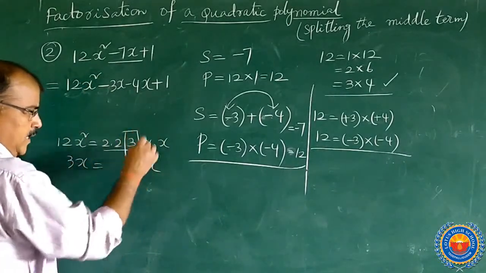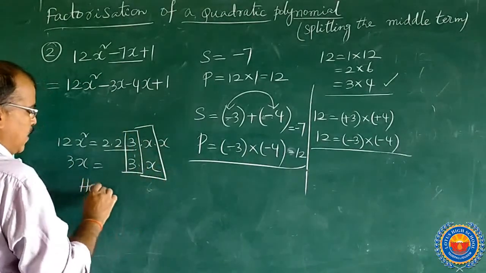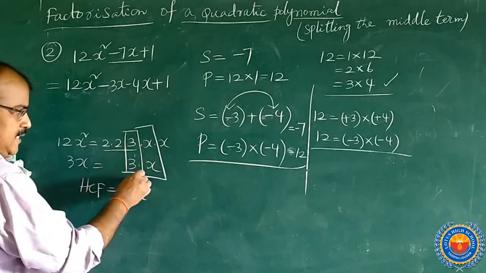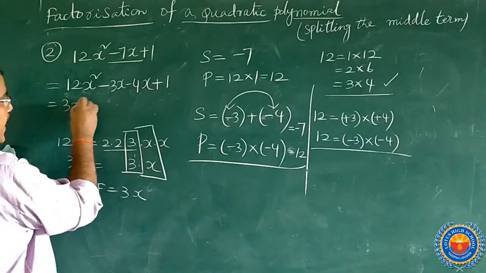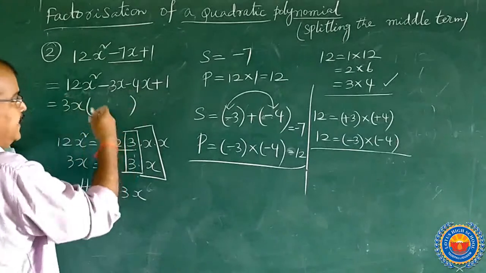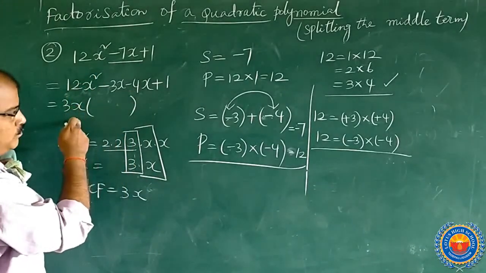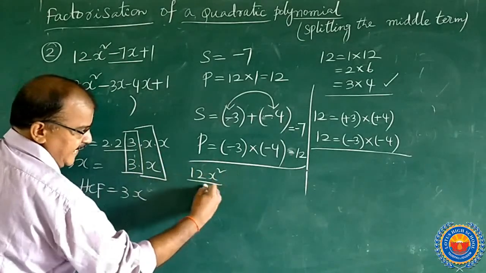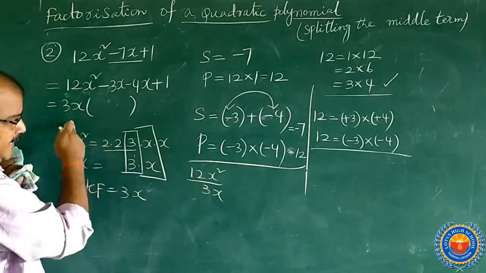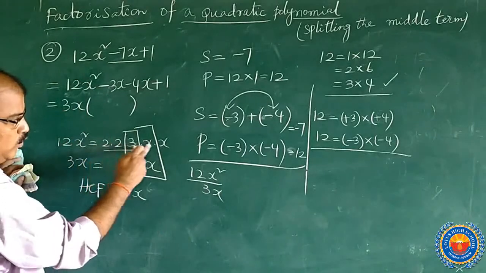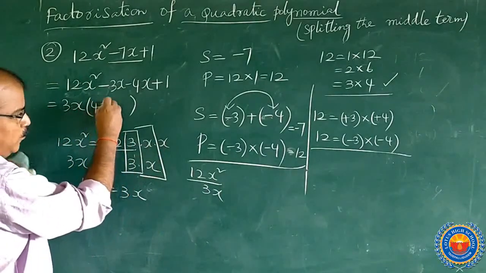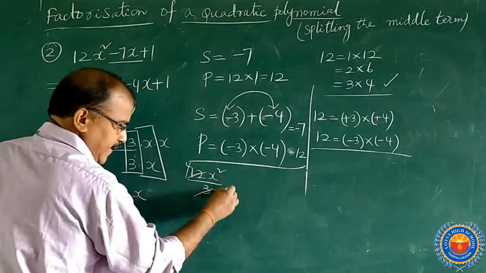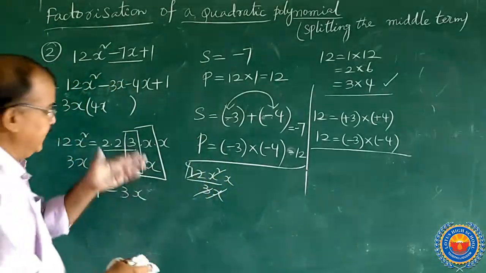So in this, 3 is common. In this, x is common. Highest common factor, or common factor, is 3x. In these two, highest common factor is 3x. That 3x you write outside the bracket. 12x square by 3x, definitely we get 2 2s are 4, 4x only we get. If you want to verify, definitely 4 times x you get. 4x only you get.